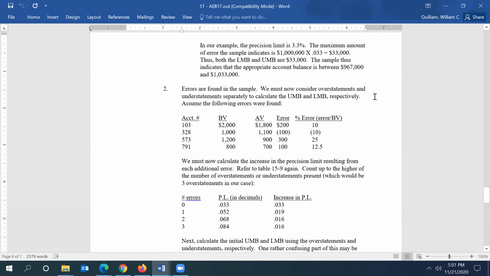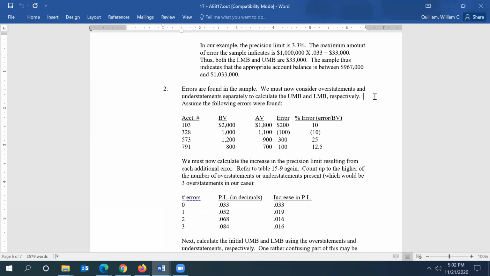So number 2, when errors are found in the sample, we must now consider overstatements and understatements respectively. Calculate the upper misstatement bound and lower misstatement bound respectively. So let's assume the following errors were found. Found them in 4 different accounts. There are the account numbers, which really don't mean a lot to us here because we don't sample those.